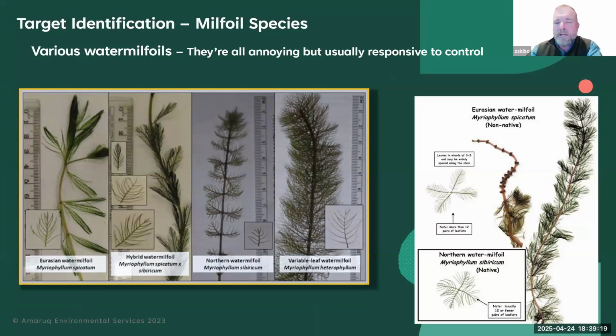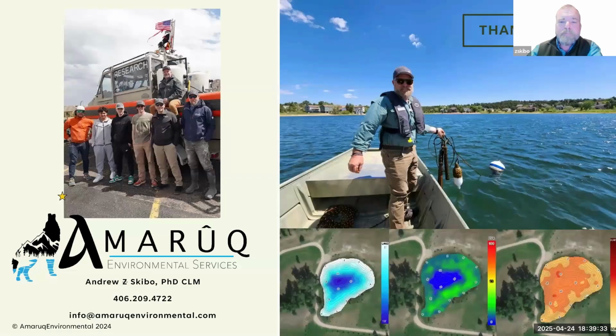Thankfully, Eurasian milfoil, as I mentioned very early in this presentation, responds very well to very low rates of the herbicide fluridone. And so we can go out there and have very limited non-target effect when trying to manage this species. With that, I believe we have a few minutes for questions if there are any.